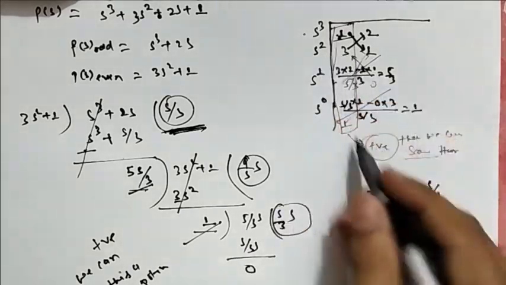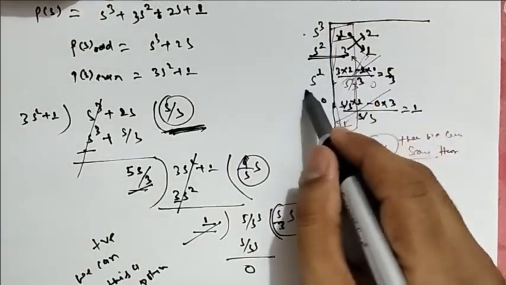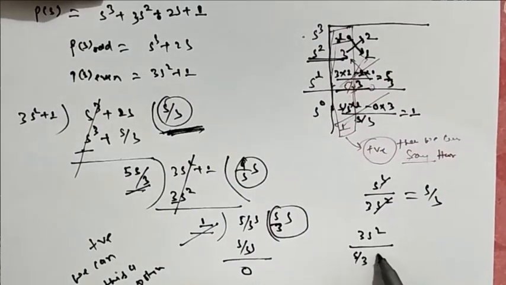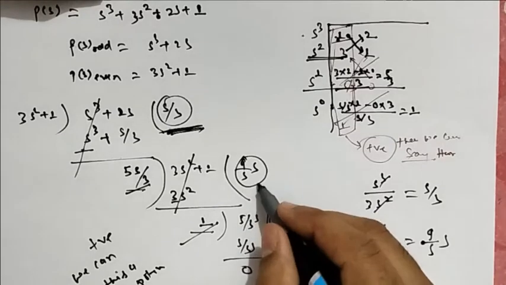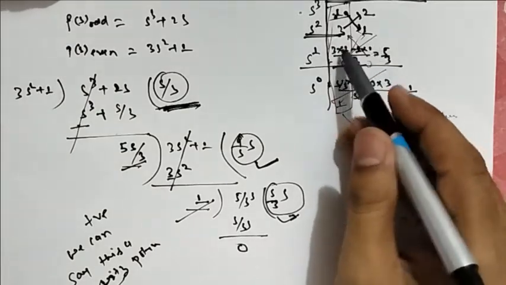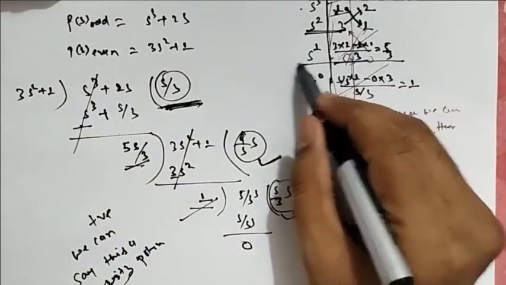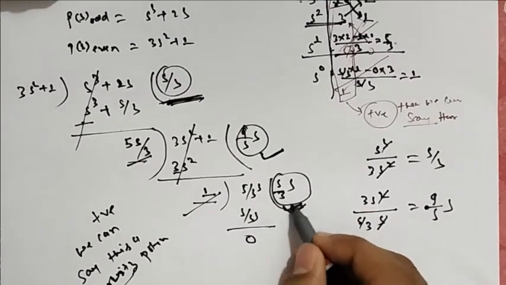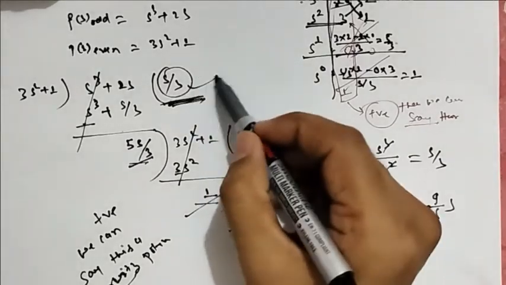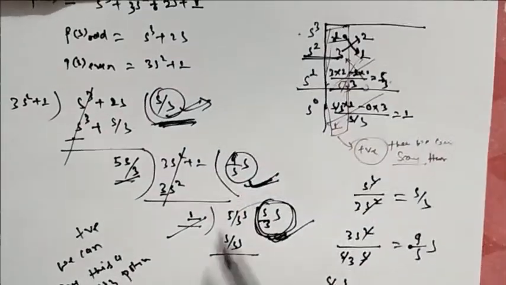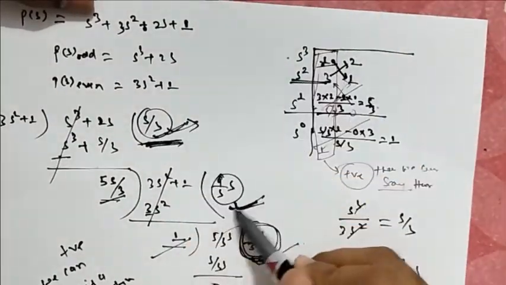Now if I divide this by this one, 3s square divided by 5 by 3 s, then this s will come and this will give me 9 by 5 s, and this is your 9 by 5 s. Now this term is nothing but the division of 5 by 3 s divided by 1. Now this is 5 by 3 s. From here also we are getting the same thing. Means if you divide, you are going to get the quotient.